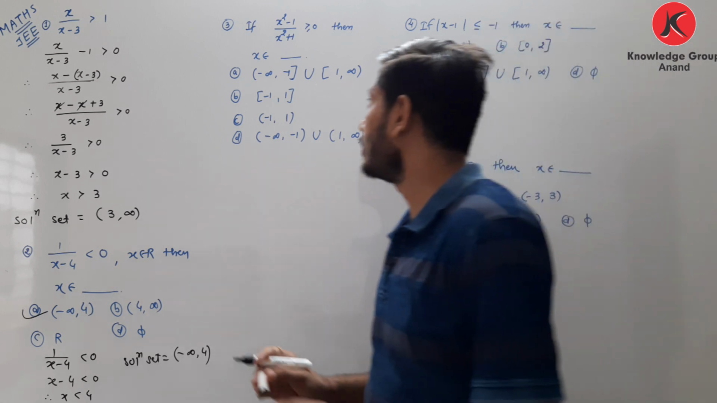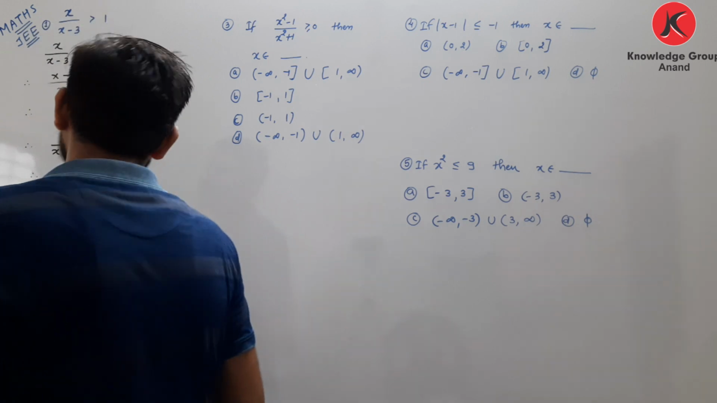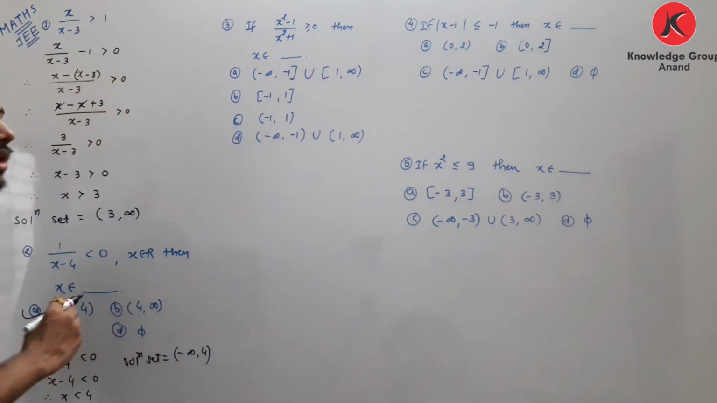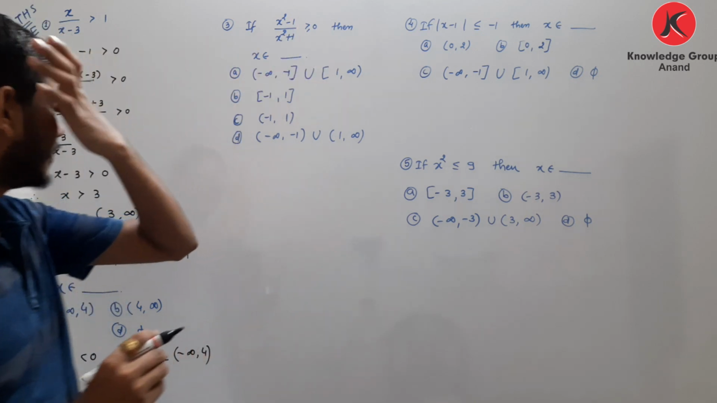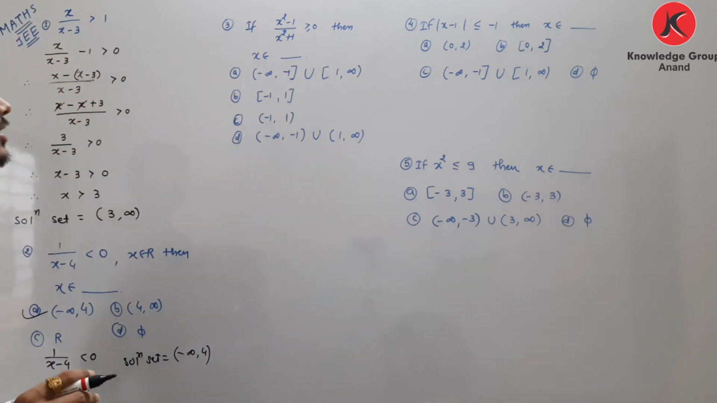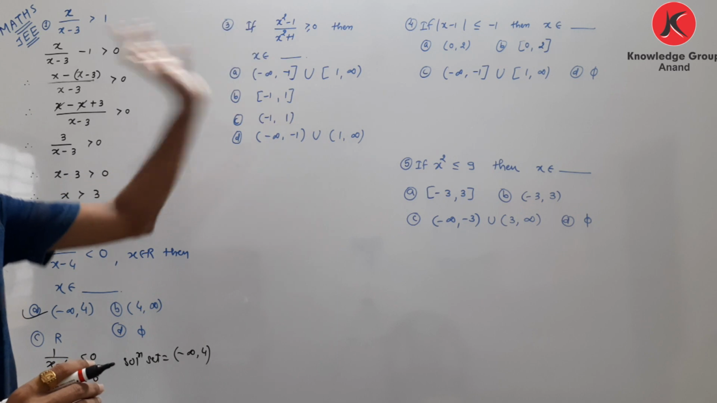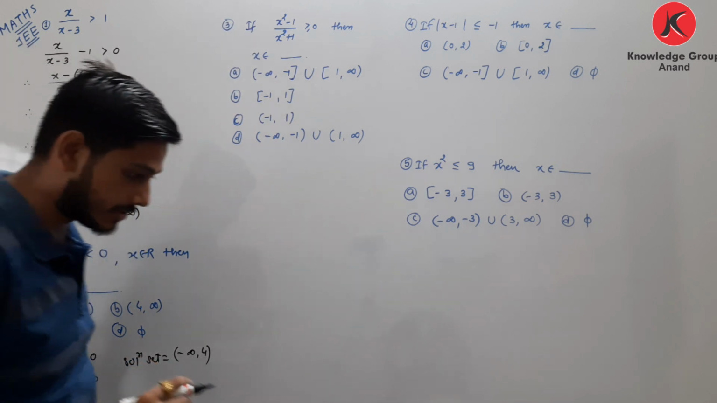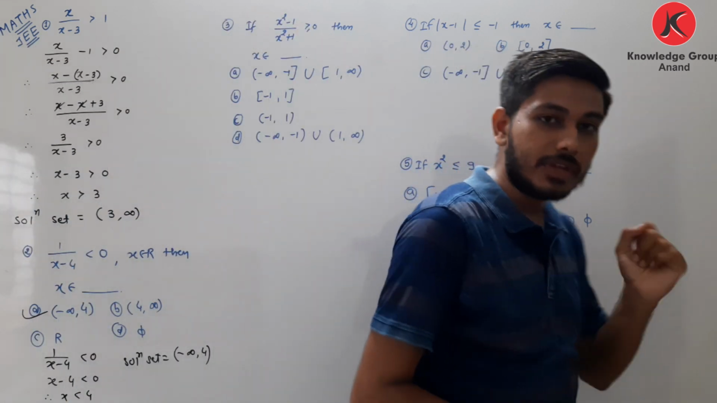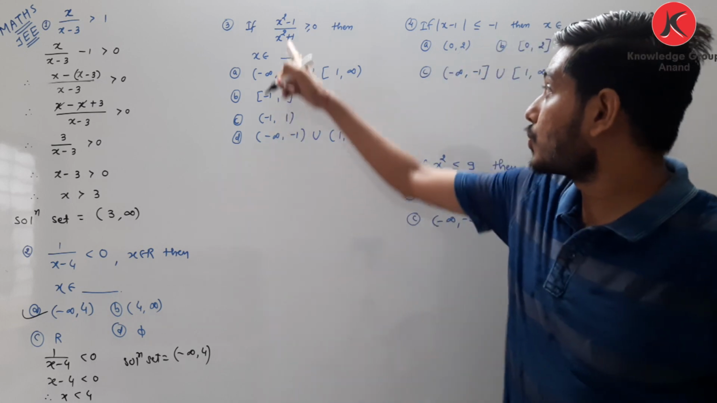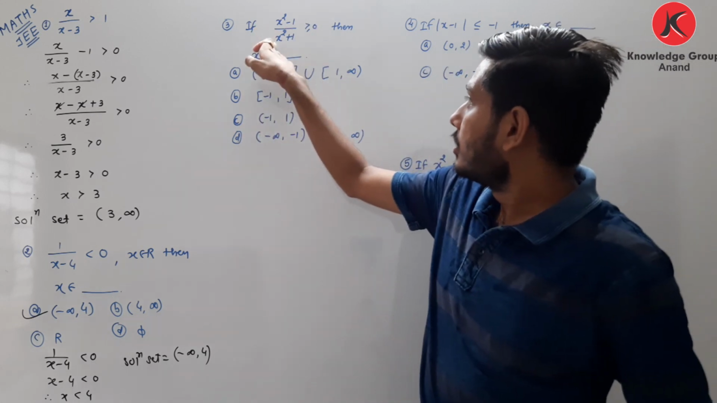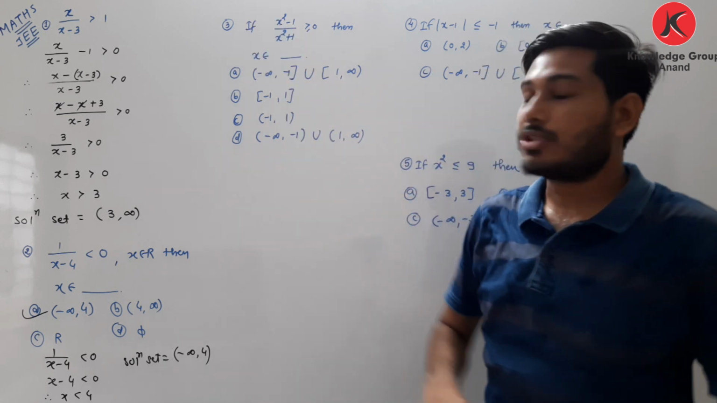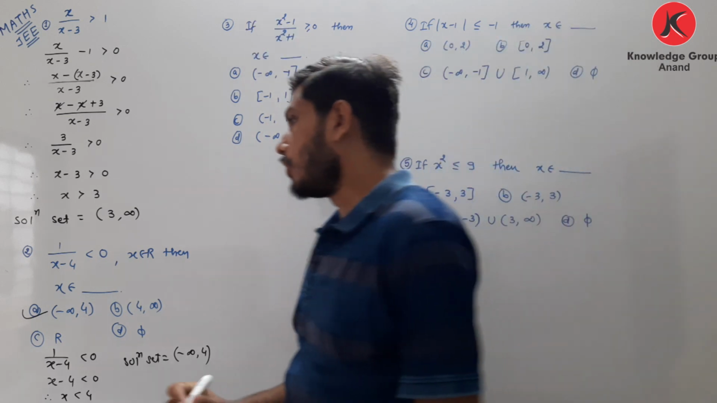Question number 3: if x square minus 1 divided by x square plus 1 is greater than or equal to 0, then x belongs to blank. Now see here, in this question, the denominator as well as the numerator are both in variable form.